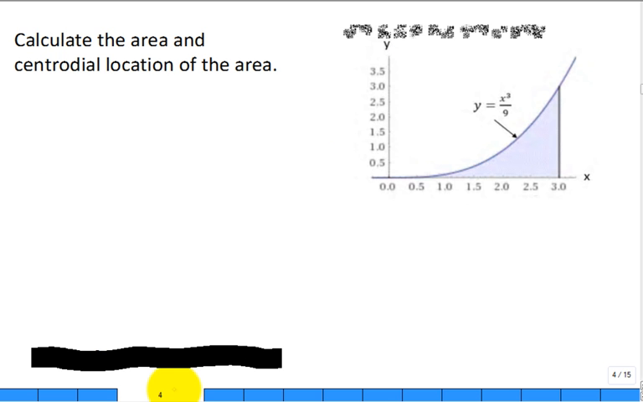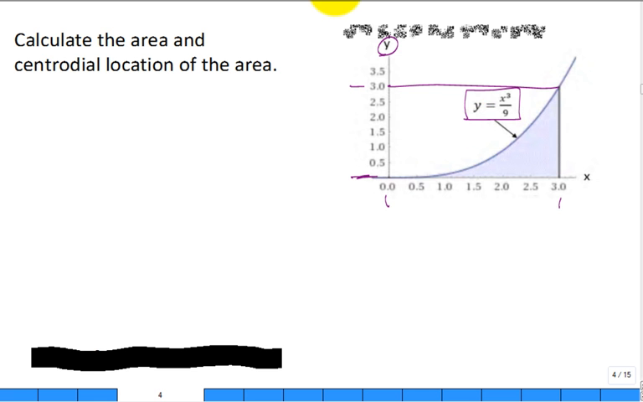Well, let's solve a problem. Calculate the area and the centroidal location of that area. So this is that blue shaded area. It's plotted on the x and the y axis, and the x goes from 0 to 3, and the y goes from 0 up to 3 as well. But it's not the area underneath a straight line, but the area under the curve y is equal to x cubed divided by 9.